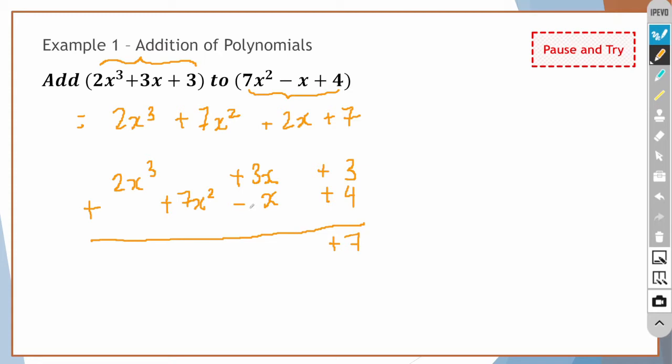Plus 3x plus minus x, of course, gives us plus 2x. And then plus 7x squared plus nothing will just leave us with plus 7x squared. Plus 2x cubed plus nothing will also give us plus 2x cubed. So our final answer is 2x cubed plus 7x squared plus 2x plus 7. And that's our answer.